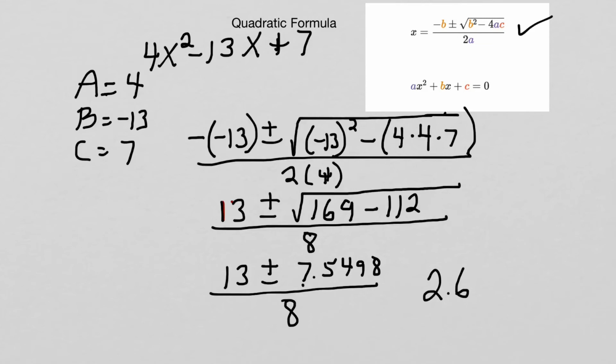All right, I do the bottom. 13 minus 7.5498 divided by 8 is going to give me 0.7. Hit the plus button down there and it'll give you 2 little boxes to type those in, and this will be correct. 2.6, 0.7. Always round off one number past the decimal.